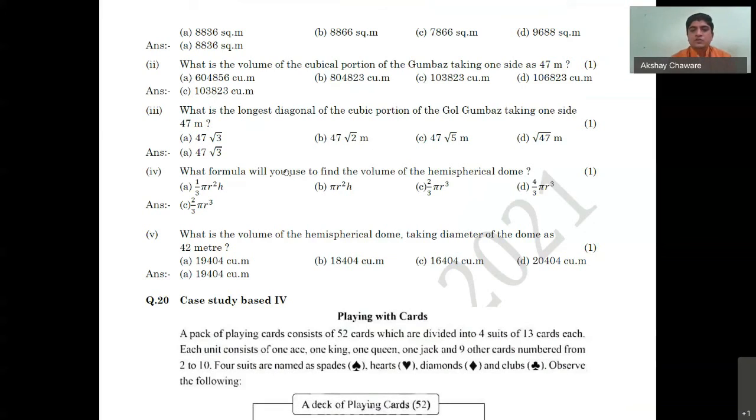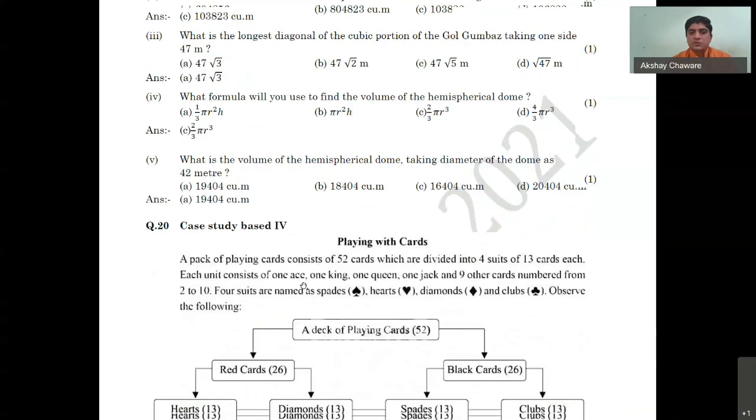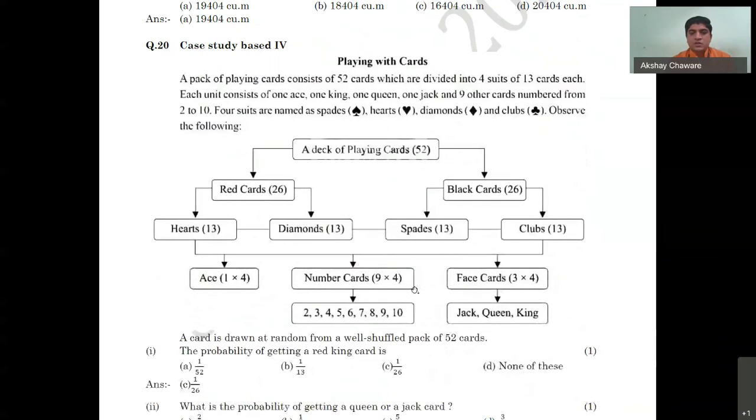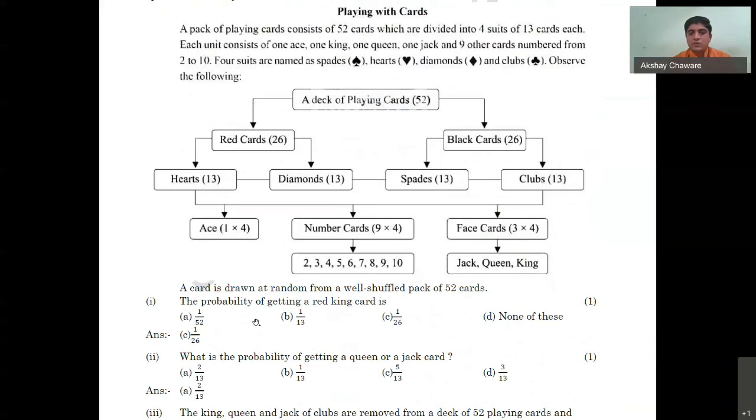What formula will you use to find the volume of a hemispherical dome? So 2 by 3 pi r cube, and the volume of the hemispherical dome taking diameter 42 meter, so 19404 cubic meter. Case study based 4 is on playing cards. The chart is given, and you all are aware of this chart.